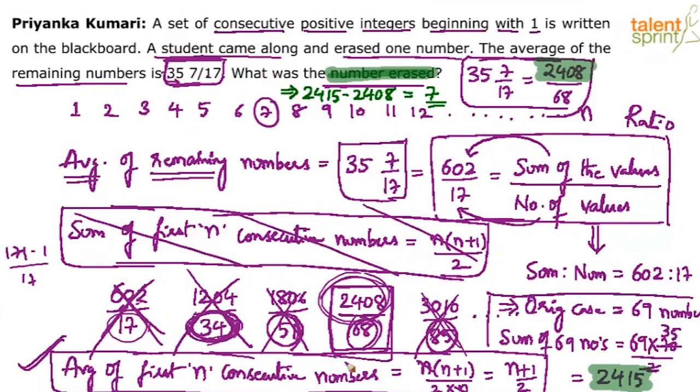So if you want, you can directly start with 69 numbers. You don't even have to verify all this. Because the middle number is close to 35, I can assume that there were 69 numbers totally. The sum of the first 69 numbers is 2415. Sum of 68 numbers according to this 35/7 by 17 calculation is 2408. The difference is 7. Hence the number that got erased is 7. Right? So the answer is 7, and I hope all of you have followed it.